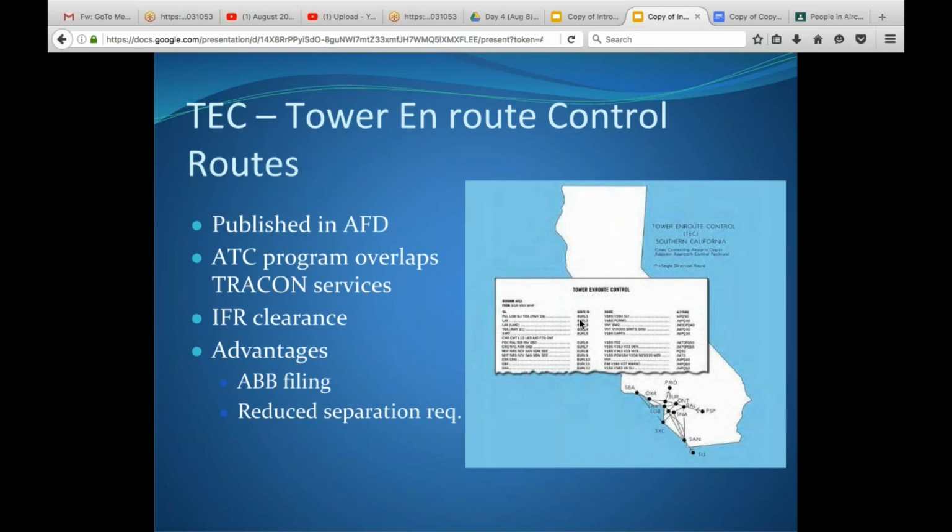And then, what's the max speed? One thing that trips up pilots that get issued these tech routes, like Santa Barbara to LA: what's the max speed that you can fly below 10,000 feet? 250. Yeah, 250 under 10,000 feet.